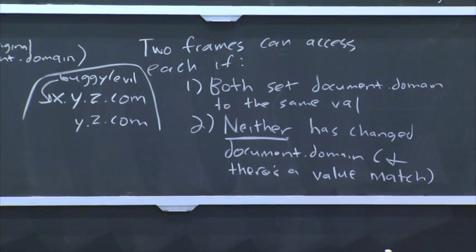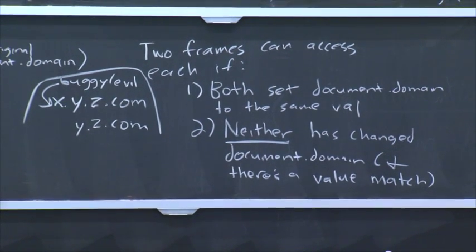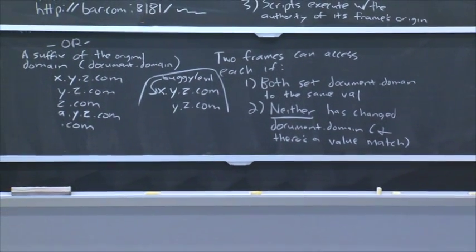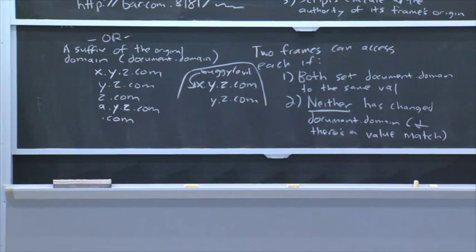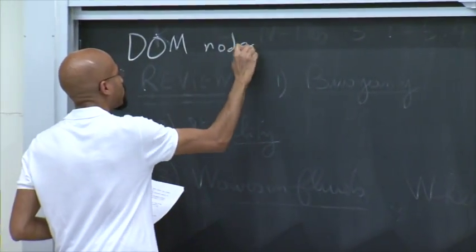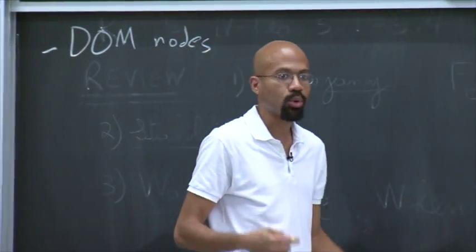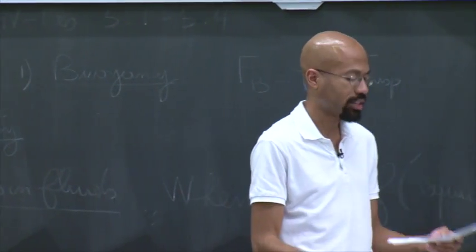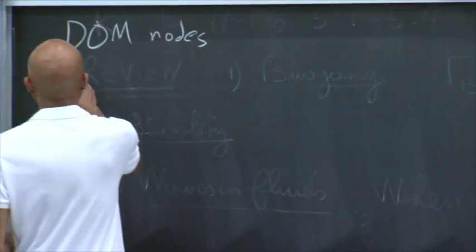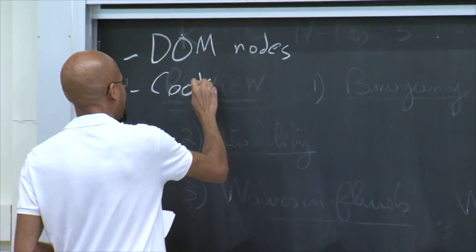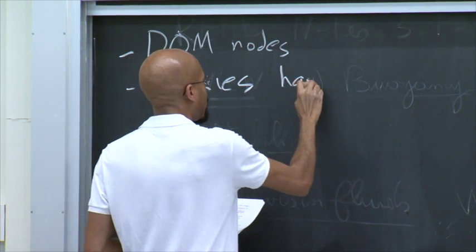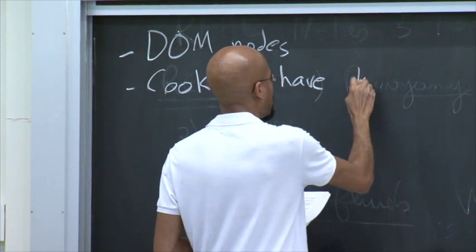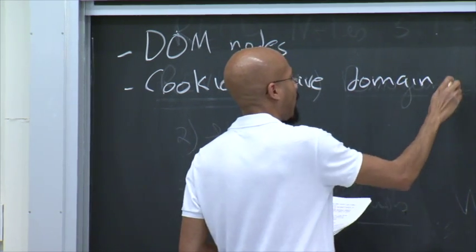Okay, so that is basically how frames work with respect to the same origin policy. Then we can look at how DOM nodes are treated. It's pretty straightforward for DOM nodes: they basically get the origin of their surrounding frame. Makes sense. Then we can look at cookies. Cookies are complicated and a bit tricky. Cookies have a domain and they have a path.